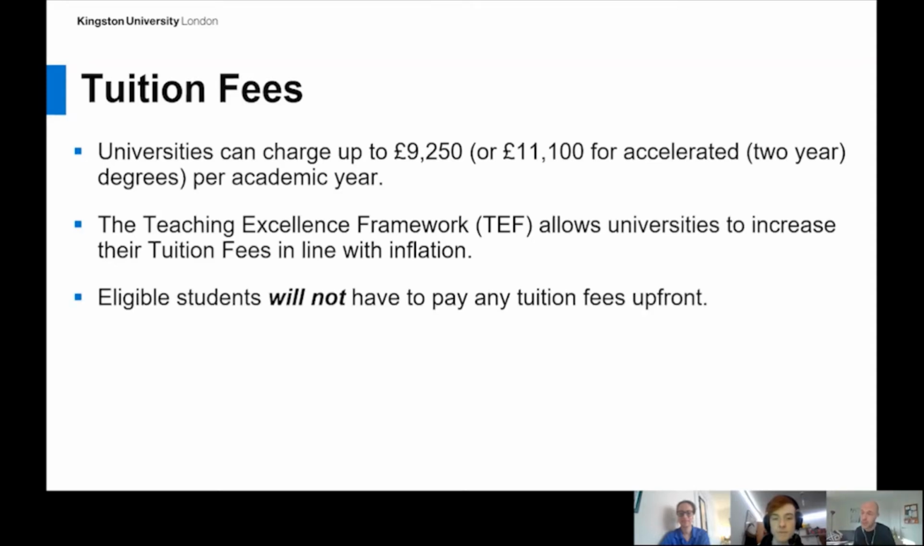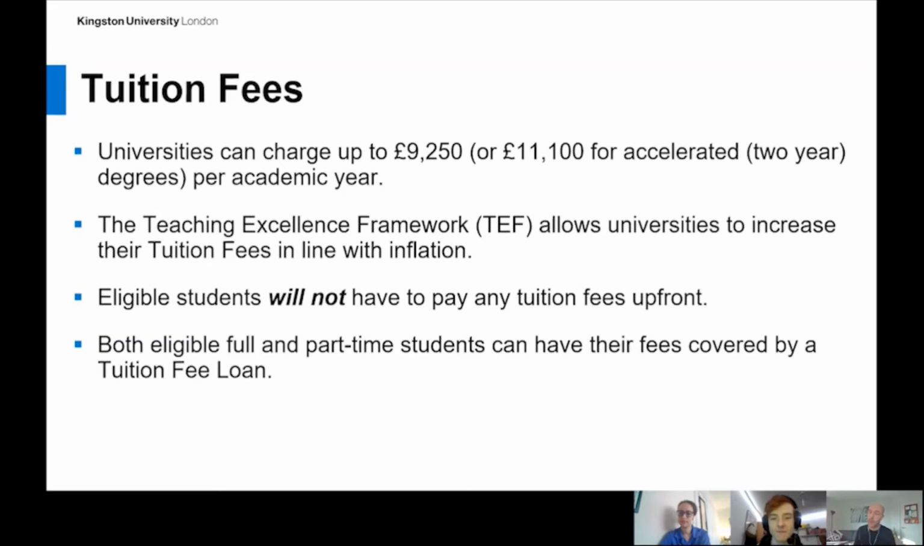So eligible students will not have to pay their tuition fees up front. Liam, have you paid any tuition fees to Kingston University yet? Absolutely zero. Students do not pay upfront, providing that you're eligible, and refer back to video 1 about eligibility, that sort of thing.